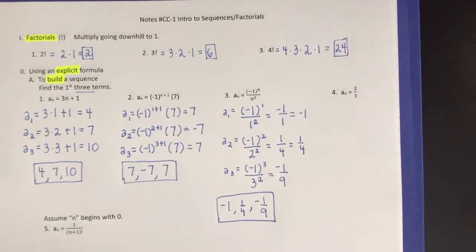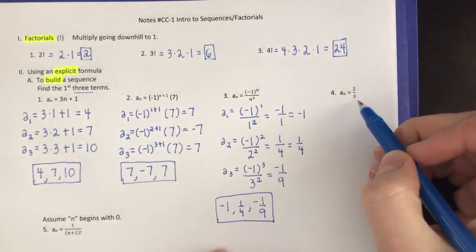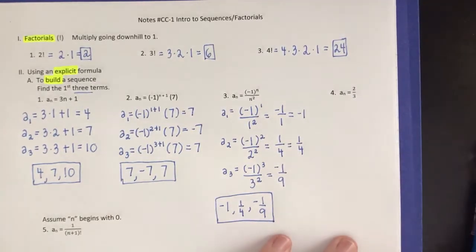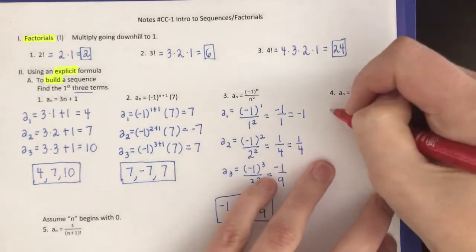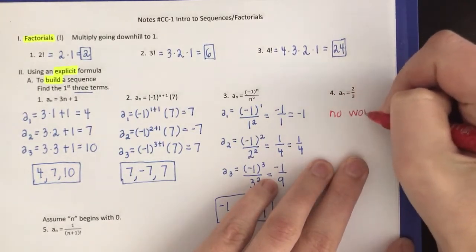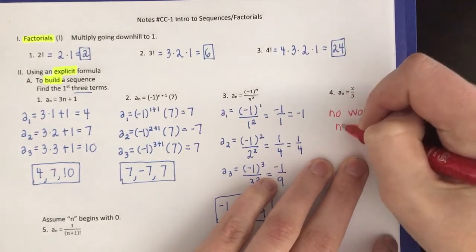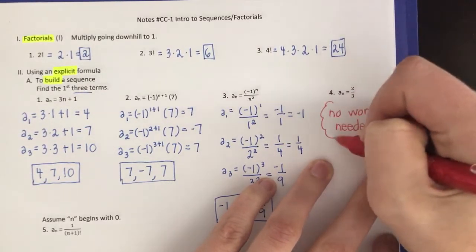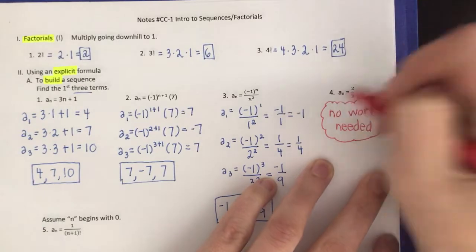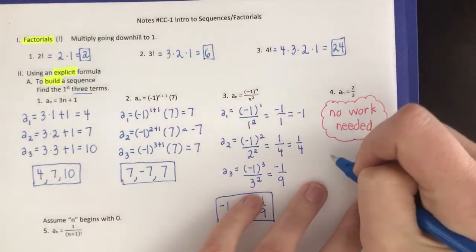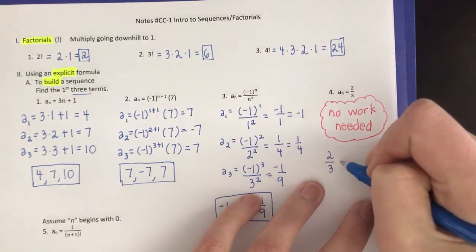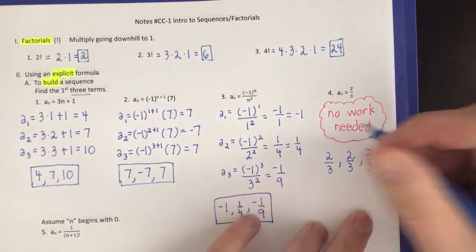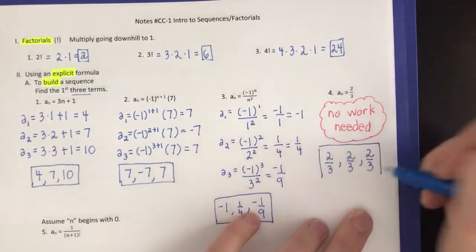All right, and last, a sub n equals 2/3. Well, there's nowhere to plug an n in anywhere, so on this problem, no work needed. Your first 3 terms, along with all your terms, are going to be 2/3. So 2/3, 2/3, 2/3. Isn't that nice?